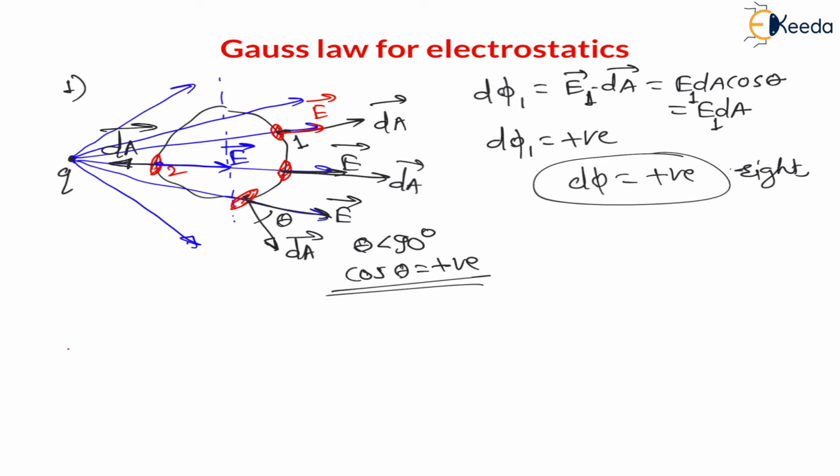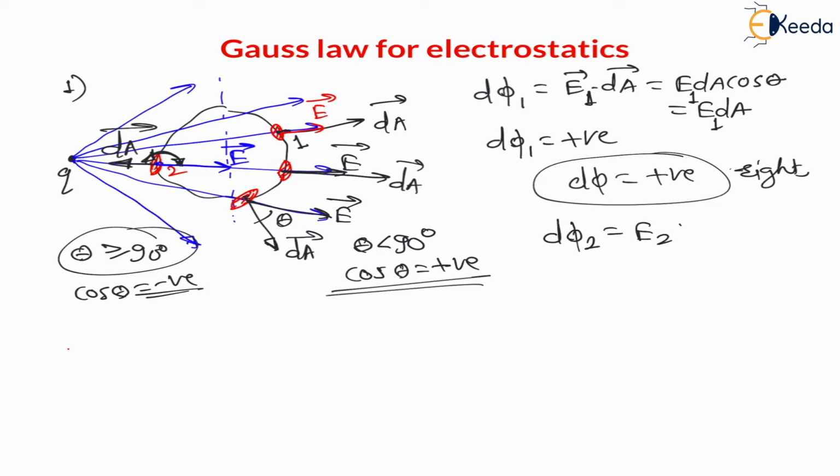Now, at this location, you can see the angle between the electric field and the area vector is 180 degrees. On the left side, theta is more than or equal to 90 degrees, which means second quadrant, where cos is negative. Therefore, cos theta is negative here. At this location, 180 degrees. Therefore, dφ2 at location 2 is E2 dA cos theta, where theta is 180 degrees.